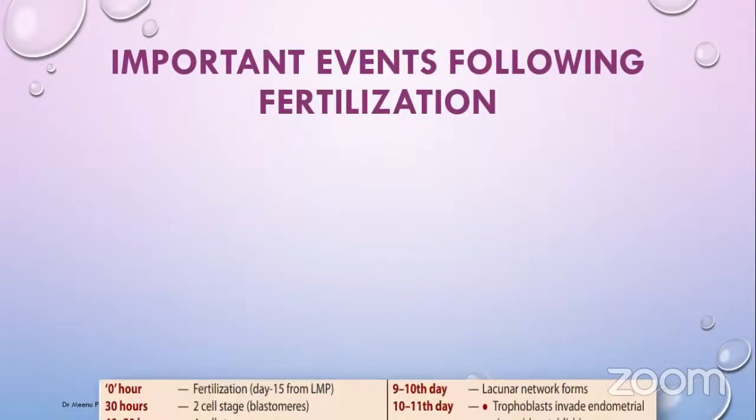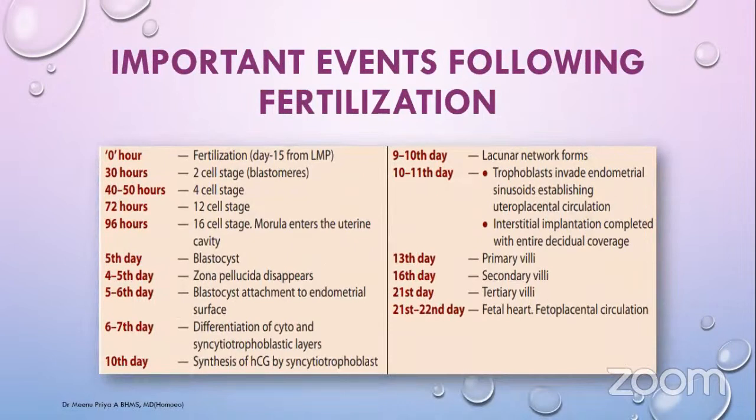Next, important events following fertilization. This is an important part where it can be frequently asked as a question. So any of these things you see in your source textbooks, please refer to them again and again. So 0 hour means fertilization has started. Usually it is told by day 15 because it is assumed that ovulation occurs on the 14th day. So within 24 hours, fertilization is bound to happen. It is believed like that.